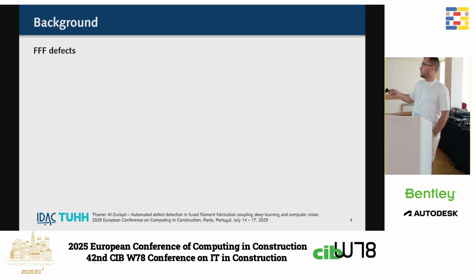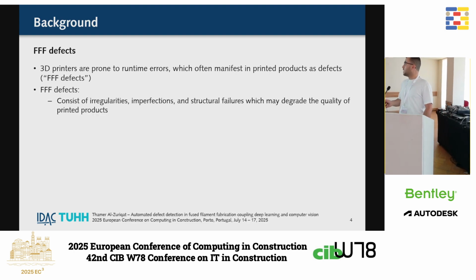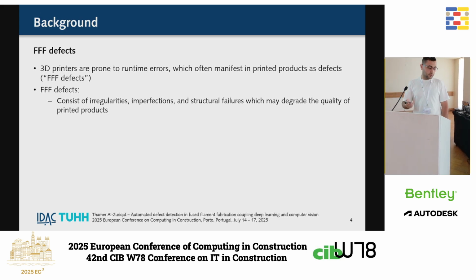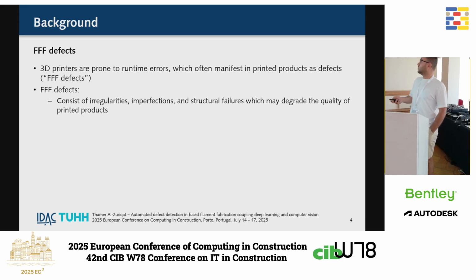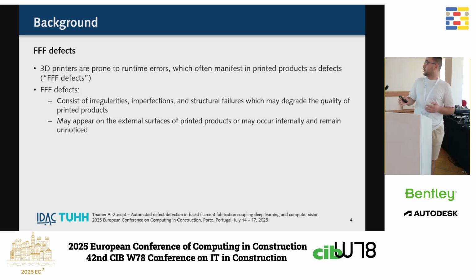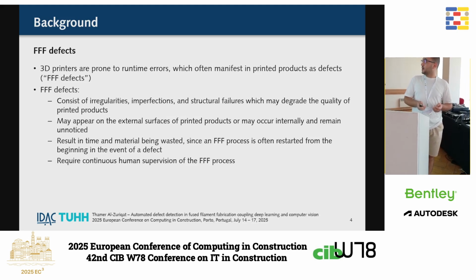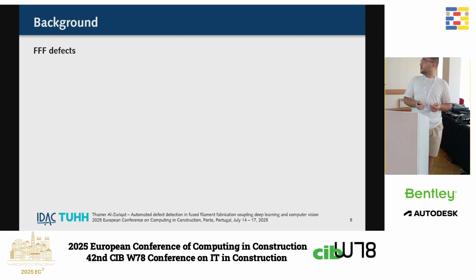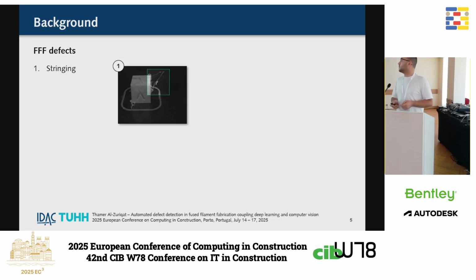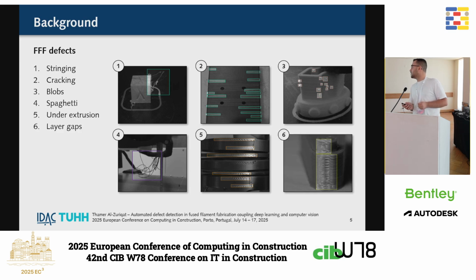So fused filament fabrication defects: we have 3D printers, and those 3D printers might have errors, and those errors translate into defects. The defects consist of unwanted irregularities and structural failure that might degrade the quality of the printed product. Those might be visible on the surface of the printed product, or might be internal. And they result in time and material being wasted, because most of the time you have to restart the whole printing process. It also requires continuous human supervision. Specifically for 3D printers, we have stringing, cracking, blobs, spaghetti, under extrusion, and layer gaps.